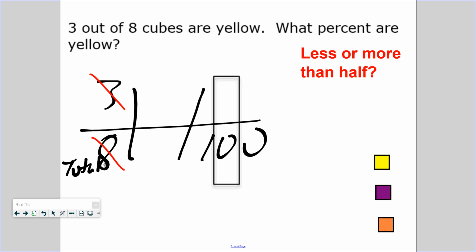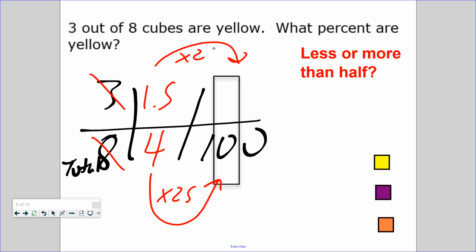I want to simplify this. What's half of 8? 4. What's half of 3? 1.5. Because I'd rather work with whole numbers here. How many 4s go in 100? Times 25. So what is 25 times 1.5?